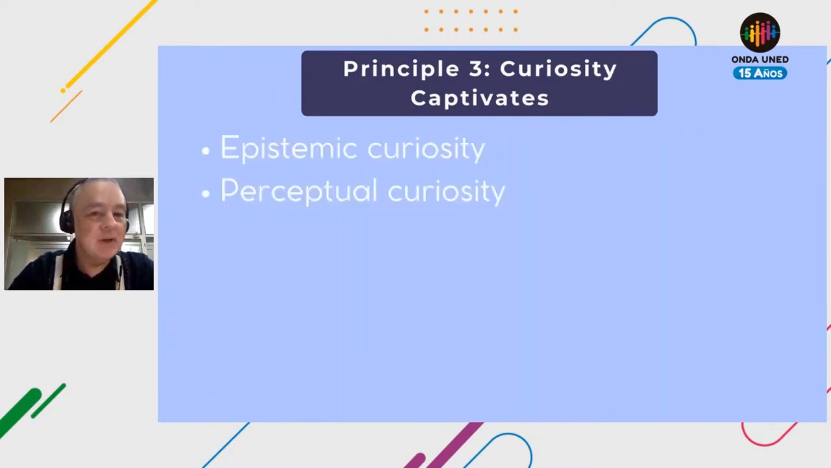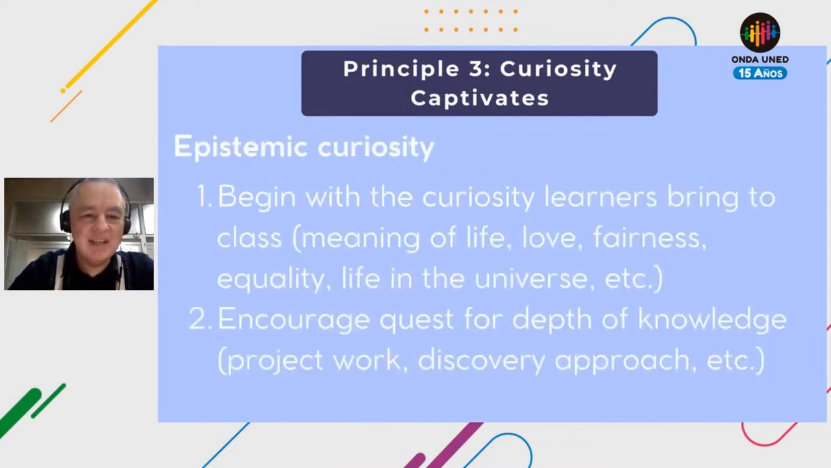We have two types of curiosity, epistemic curiosity and perceptual curiosity. Epistemic curiosity is related to the pleasure that you get just from knowing things, knowing for the sake of knowing. Perceptual curiosity, and let me read the definition, is aroused by novel, surprising, or ambiguous stimuli. You see something and that creates that itch, or you hear something that develops that itch.